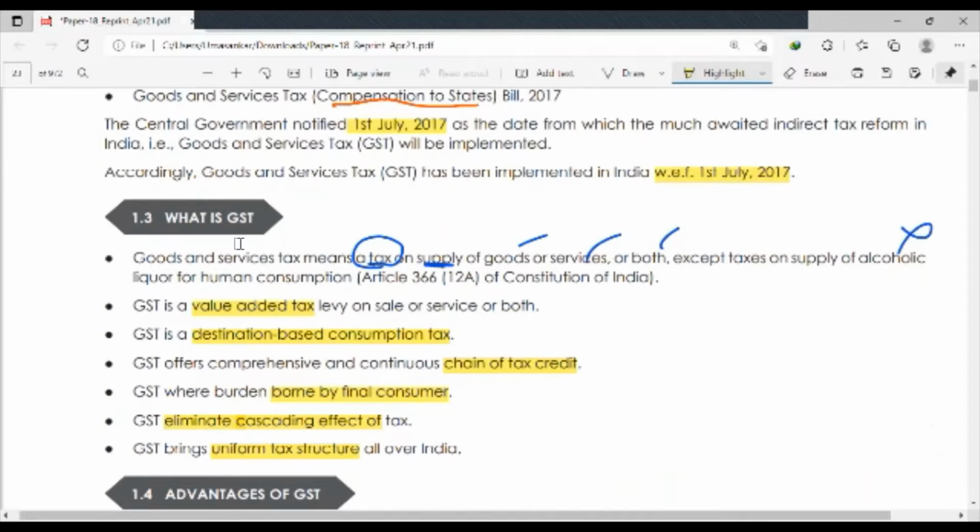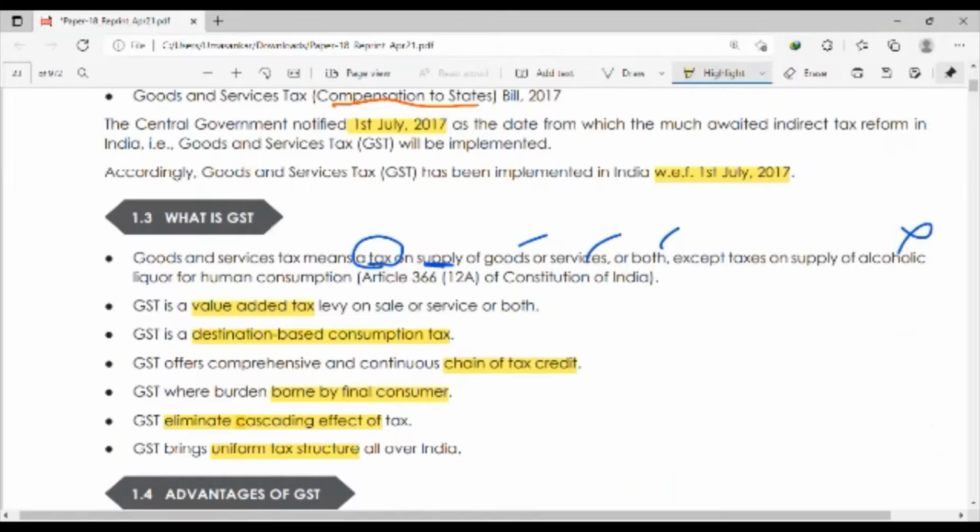Okay. So, what is GST? GST means it is a tax on supply of goods and services, or both. Means on goods and services, also both, meaning on supply we have combined goods and services, but not on alcohol for human consumption. We already read that above. Okay. And GST is a value-added tax. What do you mean by value-added tax? Tax levied on the value which is added. When a distributor or a manufacturer or a retailer adds its profit or margin, based on that added value, a percentage or a proportion of that value is known as tax. That's called GST, value-added tax.